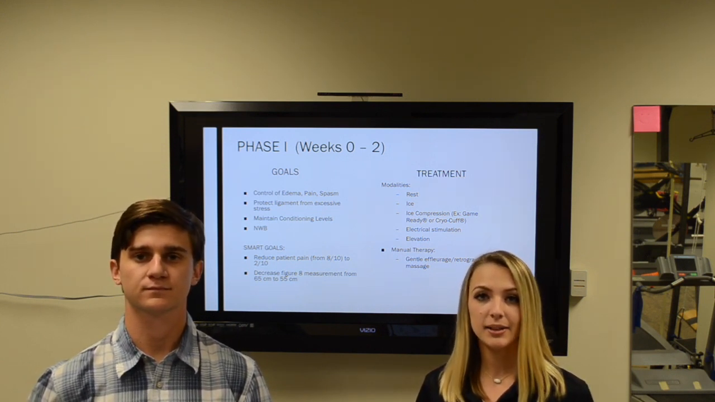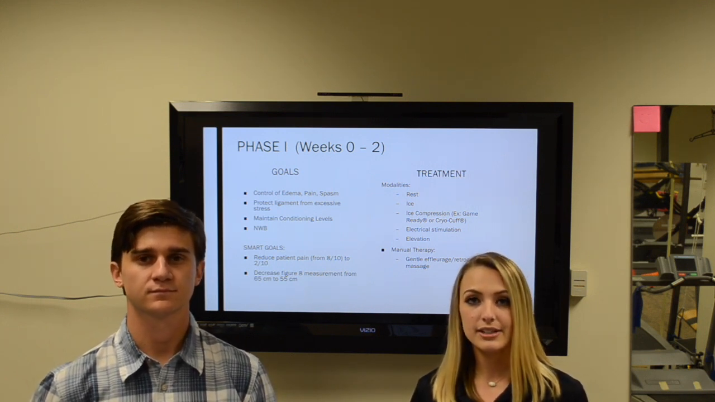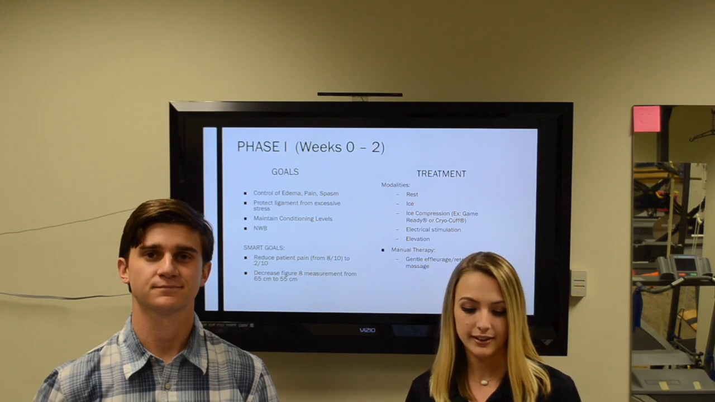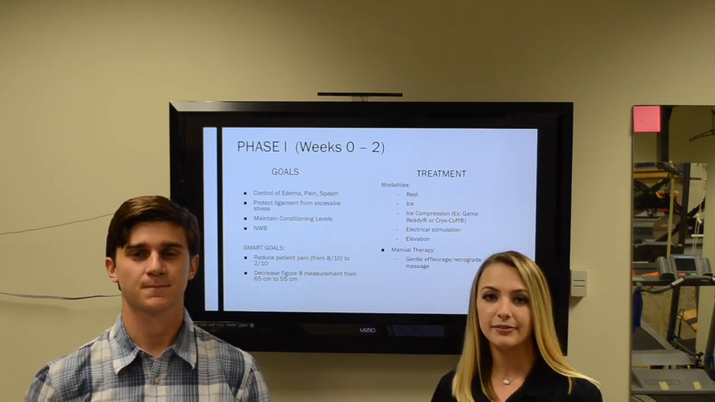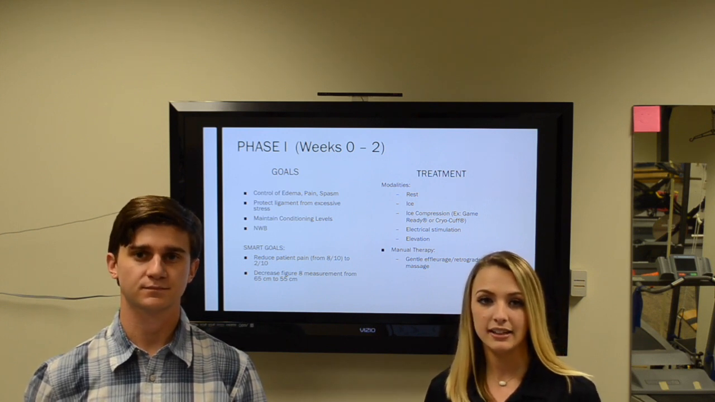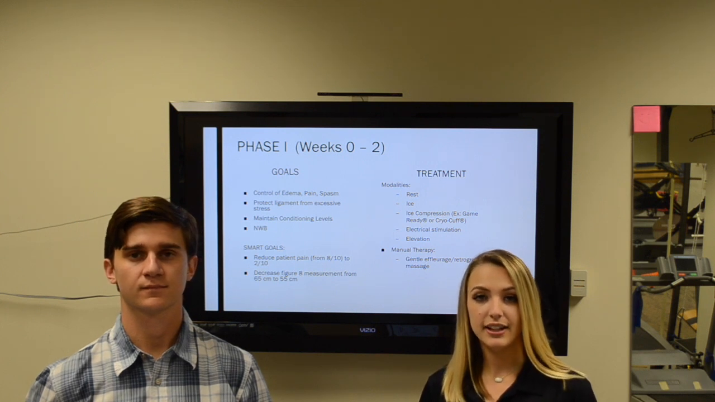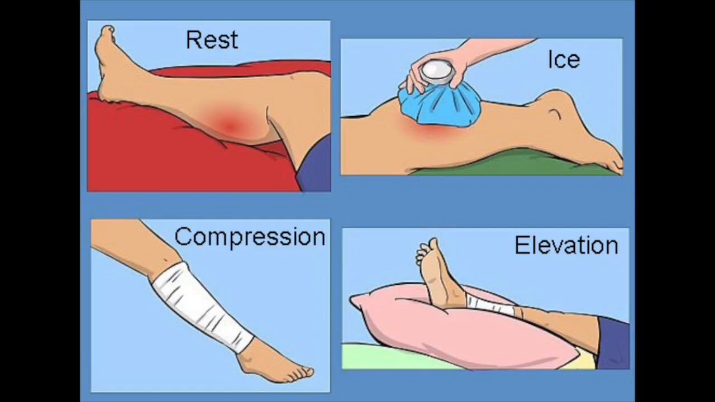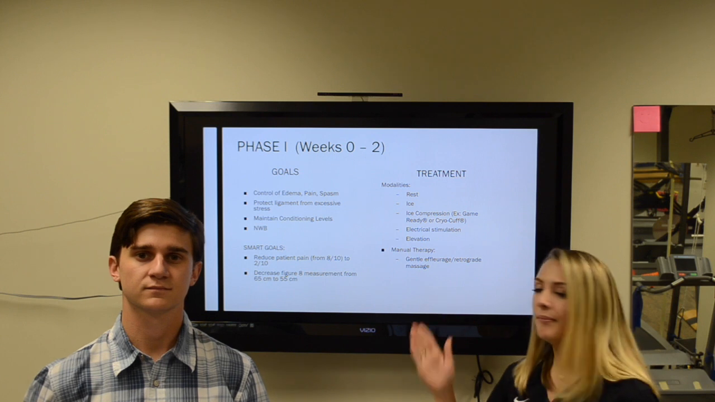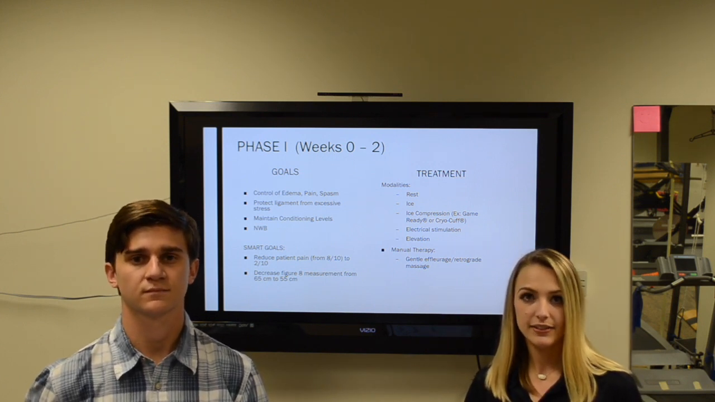We want to protect his ligament from excessive stress, so we definitely have him on crutches and then progress to a walking boot, partial weight bearing. Some examples of a SMART goal we would have: reduce patient pain from 8 out of 10 to 2 out of 10 by March 31st, 2017. During this phase, we're not going to do any exercises. We're going to be focusing on our modalities. So RICE is just rest, ice, compression, elevation. We might do some manual therapy, massaging to get the edema out of his ankle. So that's it for phase 1.